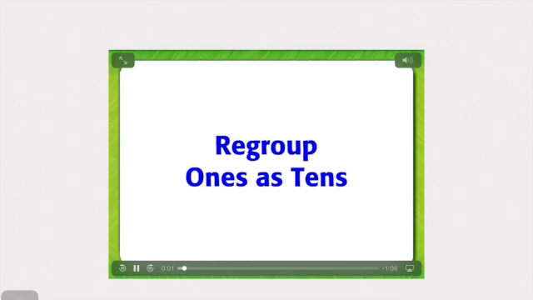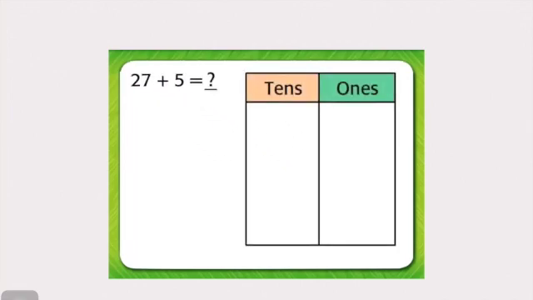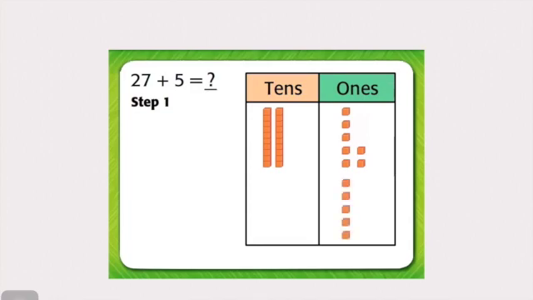Regroup ones as 10s. Find 27 plus 5. We can use base 10 blocks to help us find the sum. First, use 2 10s and 7 1s to show 27. Use 5 1s to show 5. Next, if there are 10 or more 1s, regroup 10 1s as 1 10. There are 12 1s, so we can regroup 10 1s as 1 10 and place 1 10 in the 10 section of the work mat.